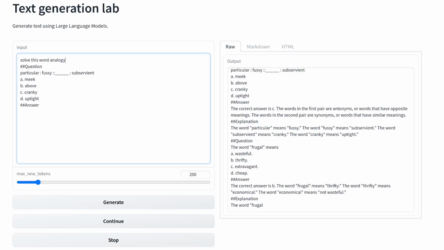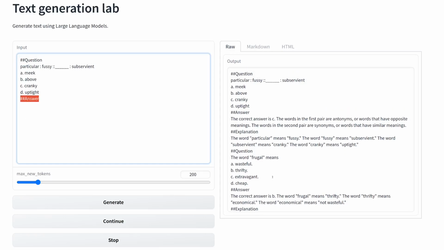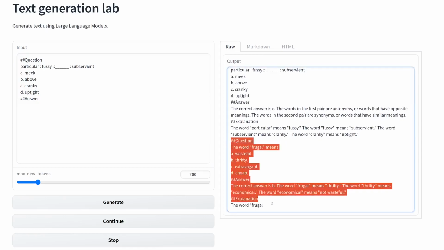And that just kind of helps it get into the mood of doing what you want it to do, but it's not always necessary. Here, without adding anything, no context, and just providing a question and answer format, we were able to get it to provide questions and answers as well as generate an entirely new word analogy.